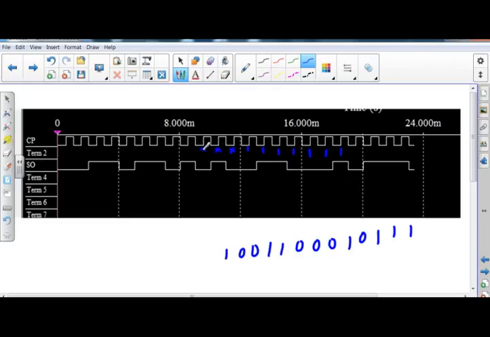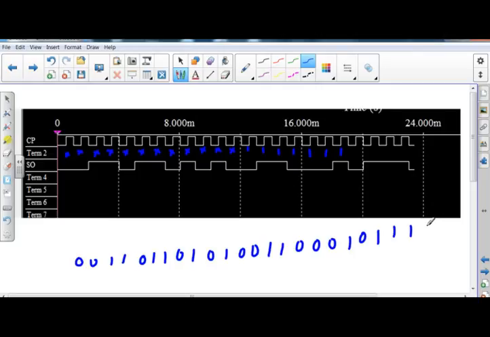I'm doing an X here, that's a 0. I'm doing an X here, that's a 1. I'm doing an X there, that's a 0. I'm doing an X there, that's a 1. Doing an X there, that's a 1. I'm doing one here, that's a 0. Doing one there, that's a 1. Doing one there, that's a 1. Doing one here and here, 0, 0.